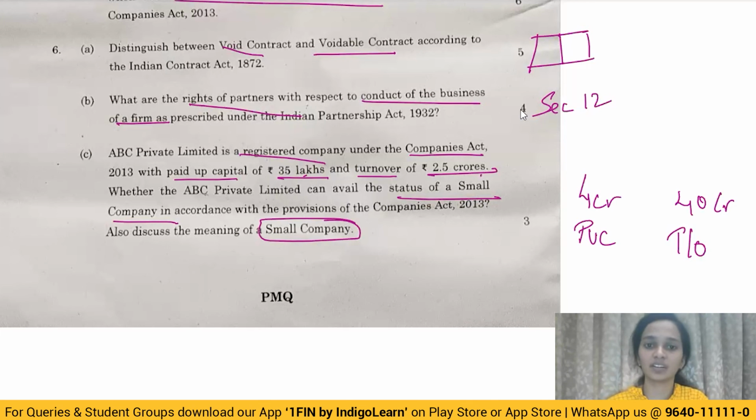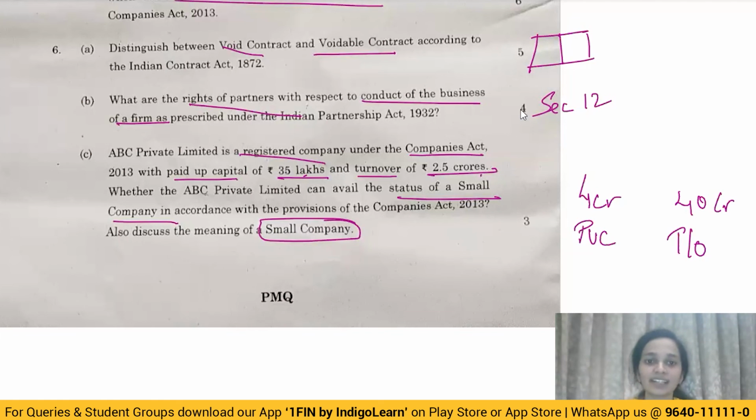So for this particular question, you just had to explain the meaning of small company and then write that ABC Private Limited falls under the definition of small company. Yes, it is a small company. So this was all in all discussion of your June 23 CA Foundation paper 2 part A business laws. So overall, the paper was very easy, a little bit lengthier because you had to write answers to direct questions. But if I talk about the paper, you had a chance to score really well in this paper.